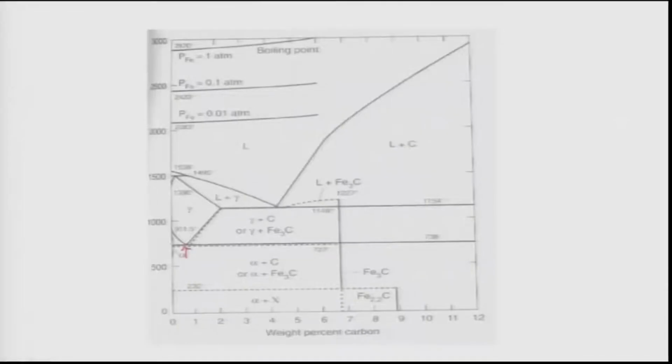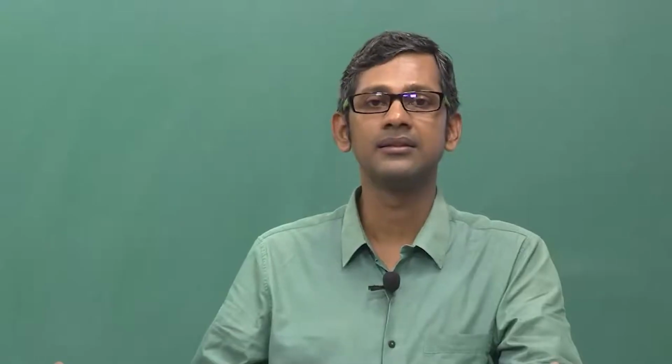As you see here, there is a eutectoid reaction at about 727 degrees Celsius for a carbon concentration of 0.8% carbon. And this transformation leads to formation of alpha plus Fe3C. That means carbon gets partitioned between the alpha phase and a carbide, which is known as cementite. And this happens when you cool the sample slowly.